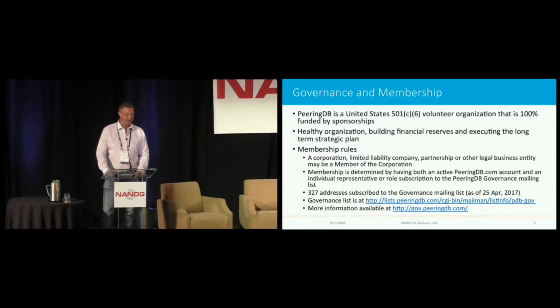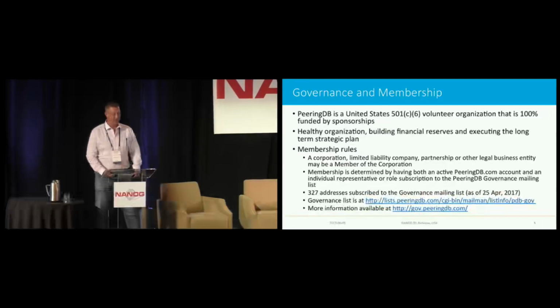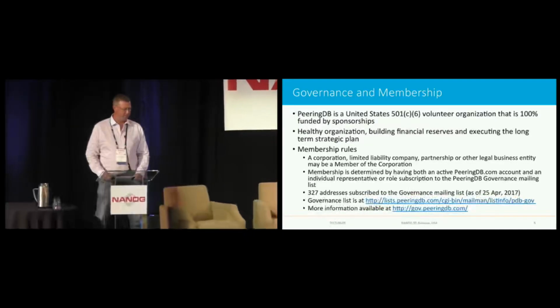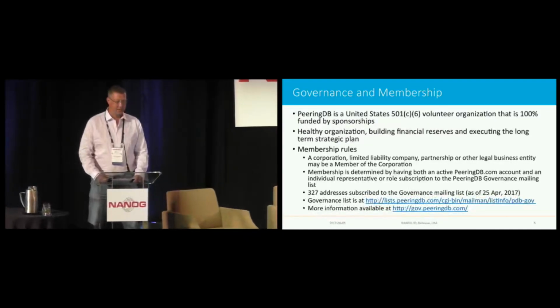The membership rules are straightforward. A corporation, an LLC, a partnership, or other legal business entity may be a member of the corporation. And membership is determined by having both an active PeeringDB.com account and an individual representative or role subscription to the PeeringDB Gov mailing list. So that's a little dated, but there are 327 subscribed email addresses, or sorry, those role accounts to the governance mailing list as of the 25th of April, 2017.